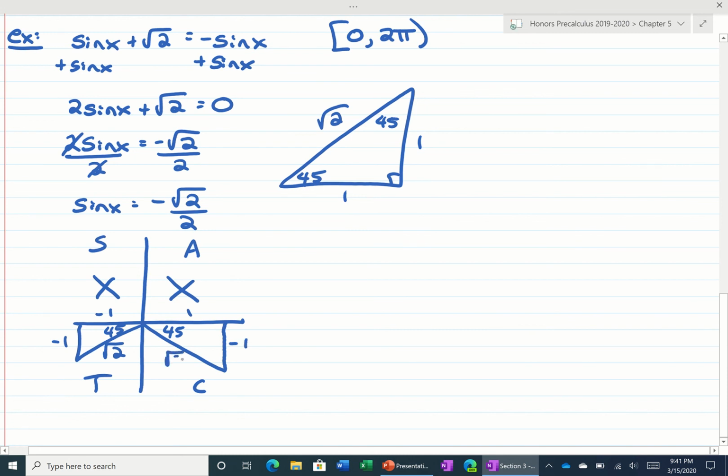So the numbers that would work would be this angle, which is 180 plus 45, or 225 degrees, plus the period.